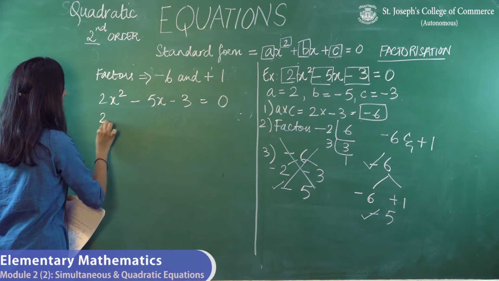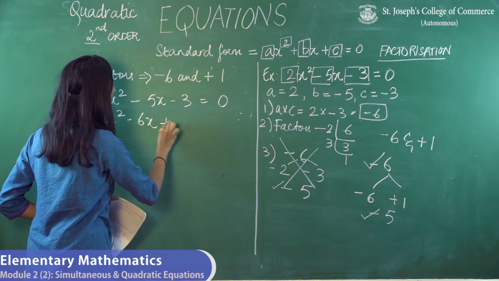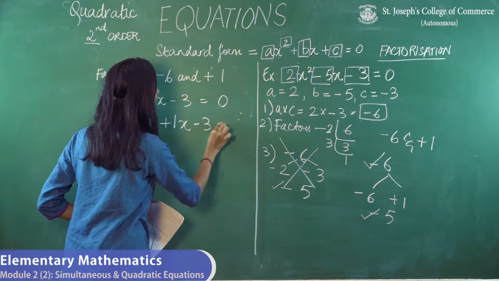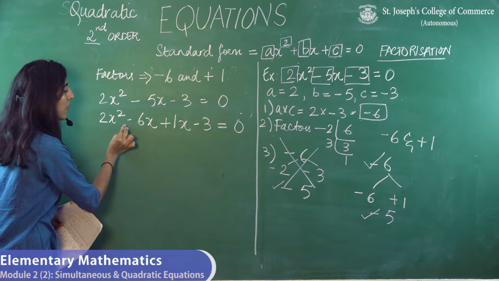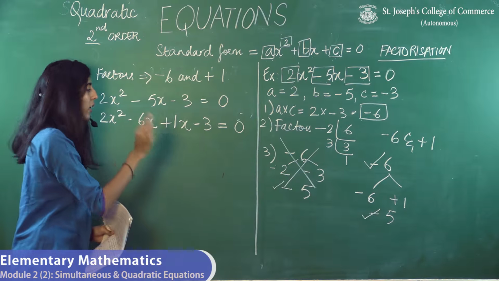So when I do this, I start with minus 6. So it will be 2x squared minus 6x plus 1x minus 3 is equal to 0. If you notice, minus 6x plus 1x will give you minus 5x. That's how you check your equation.